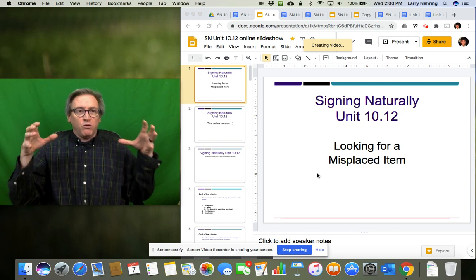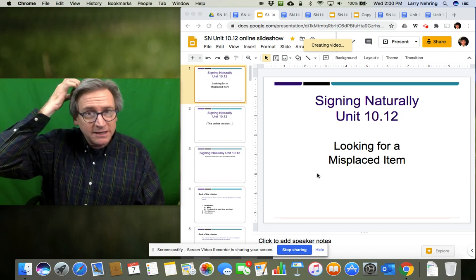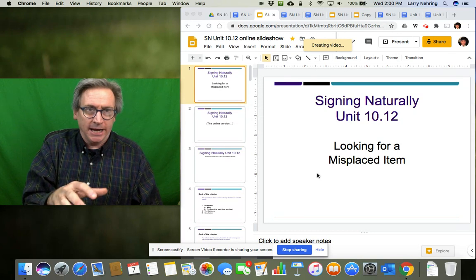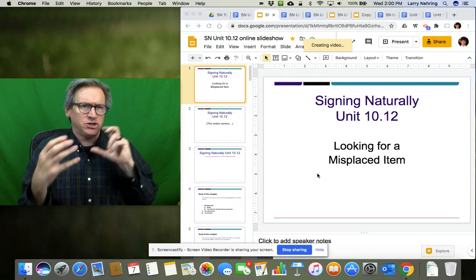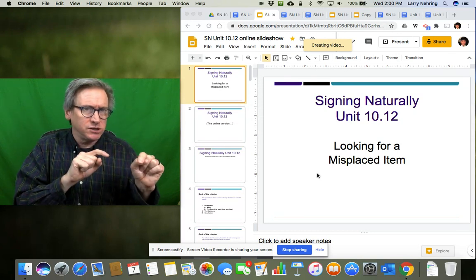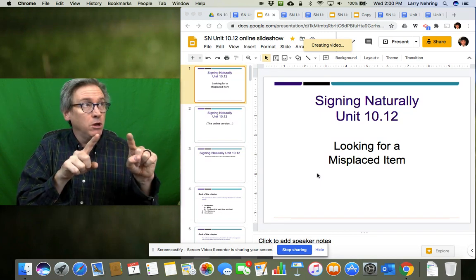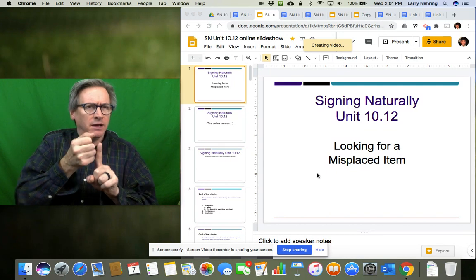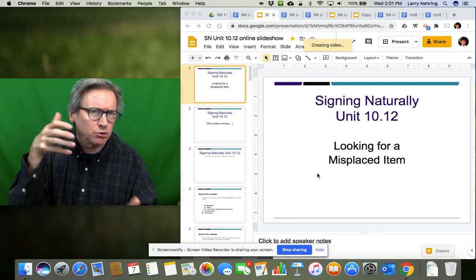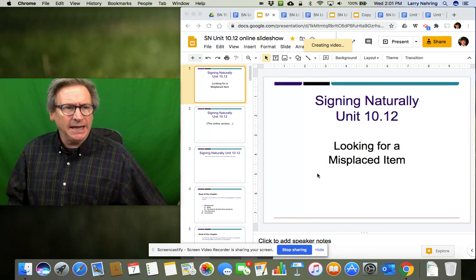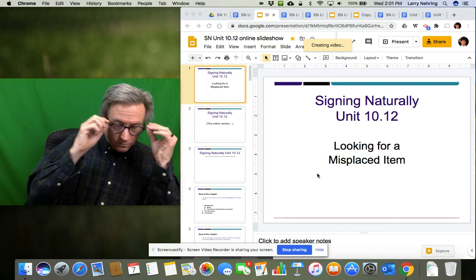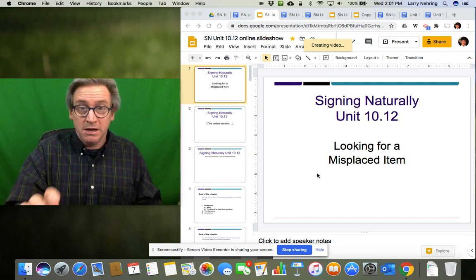Okay, so for Unit 10, Chapter 12, this is looking for a misplaced item. That's really the content of the story, but the unit itself is looking at how we frame questions and how we add extras to stories, add details, making stories a bit more consistent and making them clearer.